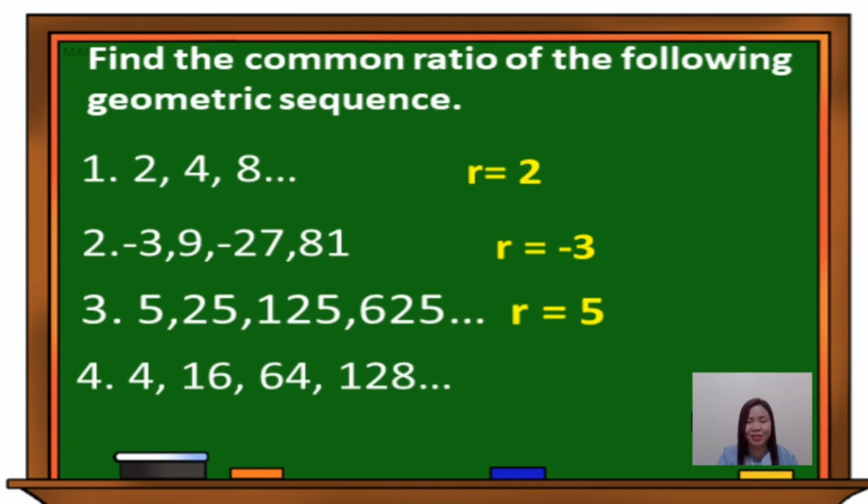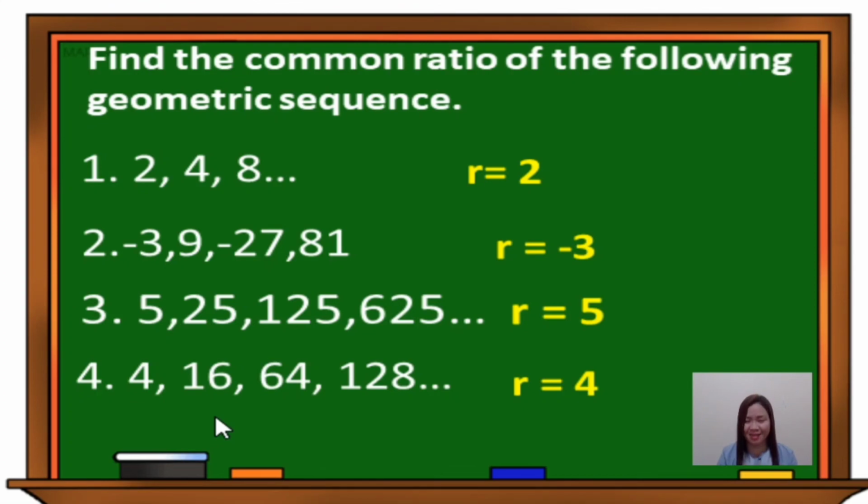So, what is the answer for that? Again, the correct answer for that is r equals 4. So we have 128 divided by 64 is 4. 64 divided by 16 is 4. And 16 divided by 4 is 4. So I am expecting that you get a perfect score in this part, right?